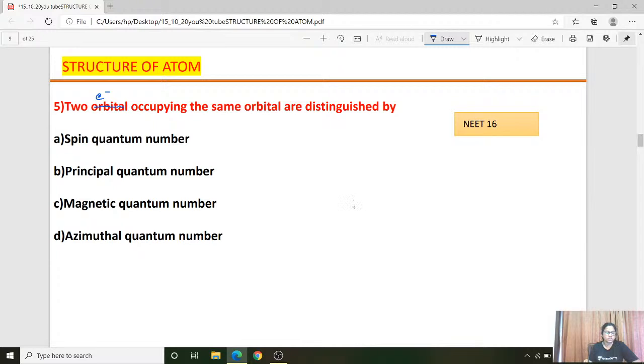How do you distinguish it? With which quantum number? Students, your answer. What is the answer, student? Suppose, maybe 4s has 2 electrons. So let me call one electron 1 and the other electron 2. Now you know n, l, m, s values will be written. Principal quantum number n is 4 for both the electrons.